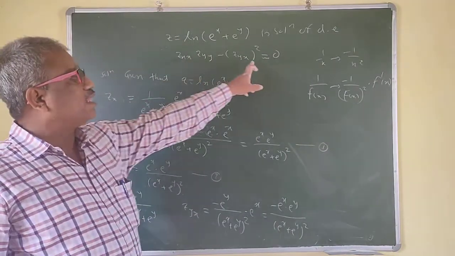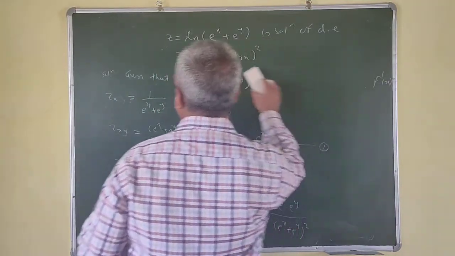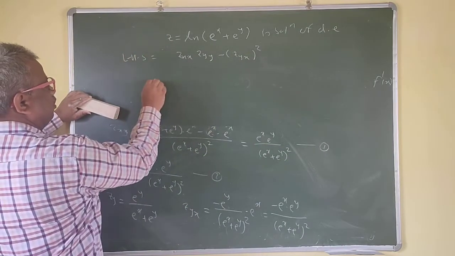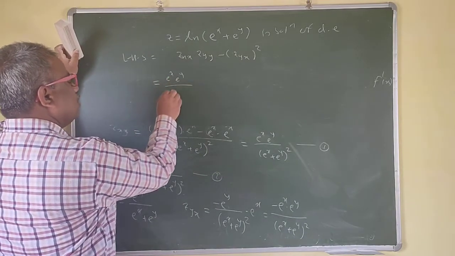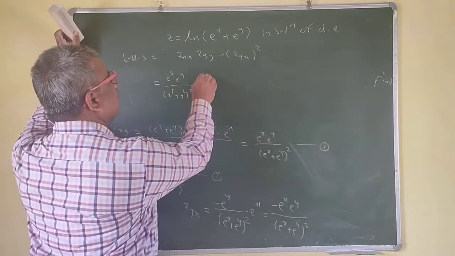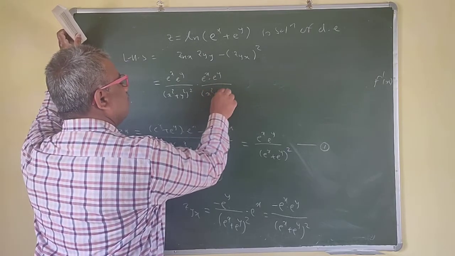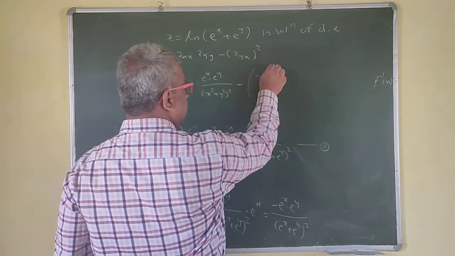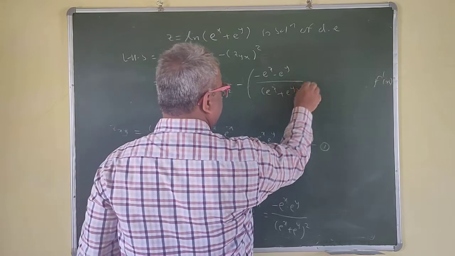Now we want to show that this is a solution. That means Z satisfies this equation. So we'll take the LHS and prove that it is 0. So LHS is equal to this. Your zxx is e raised to x, e raised to y upon (e raised to x plus e raised to y) whole square. Your zyy is also the same now. e raised to x, e raised to y upon (e raised to x plus e raised to y) whole square, minus, now minus e raised to x, e raised to y upon (e raised to x plus e raised to y) whole square.